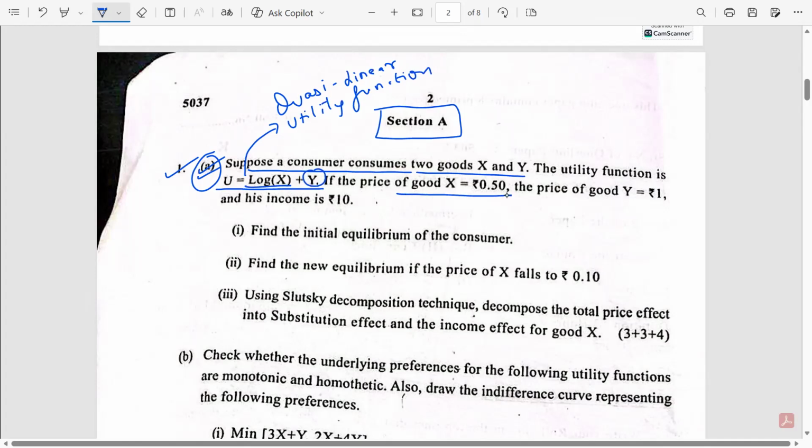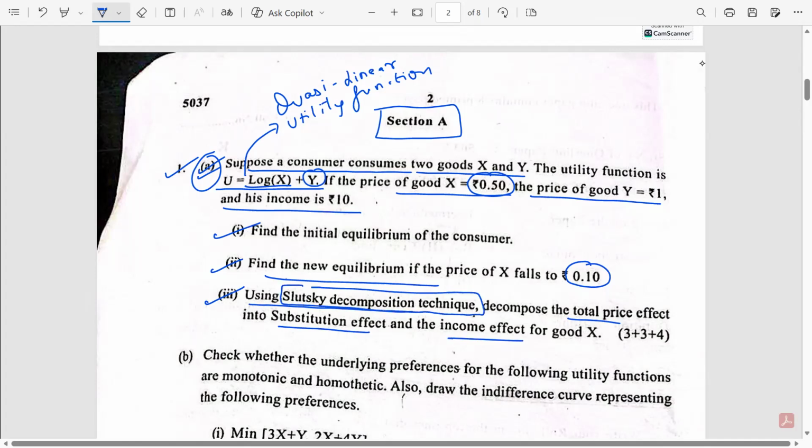The price of good X is 0.5 rupees, price of good Y is 1 rupee, income of the consumer is 10 rupees. Okay, so we need to find the initial equilibrium of the consumer, then we need to find the new equilibrium of the consumer if the price of X falls from 0.5 rupees to 0.1 rupee. Then we need to bifurcate the total price effect into substitution effect and income effect using the Slutsky decomposition technique.